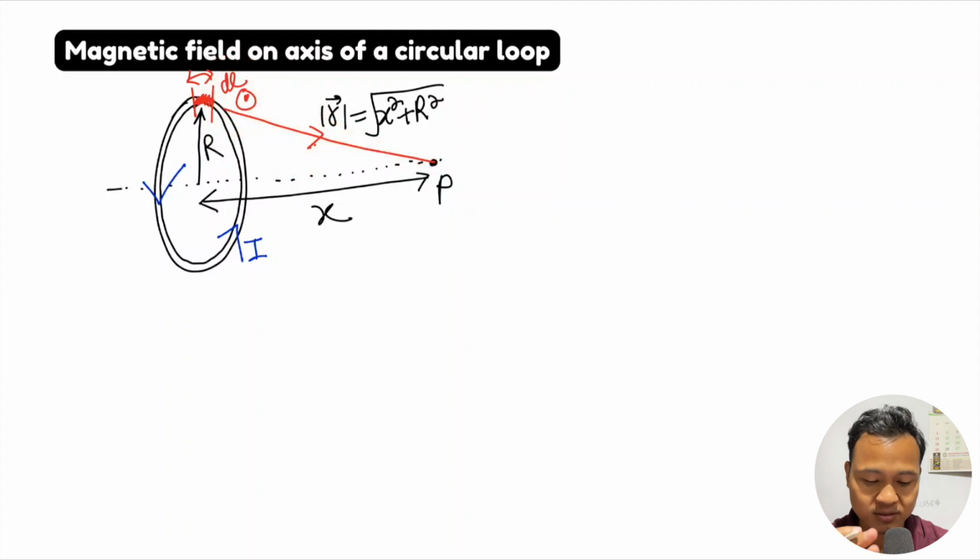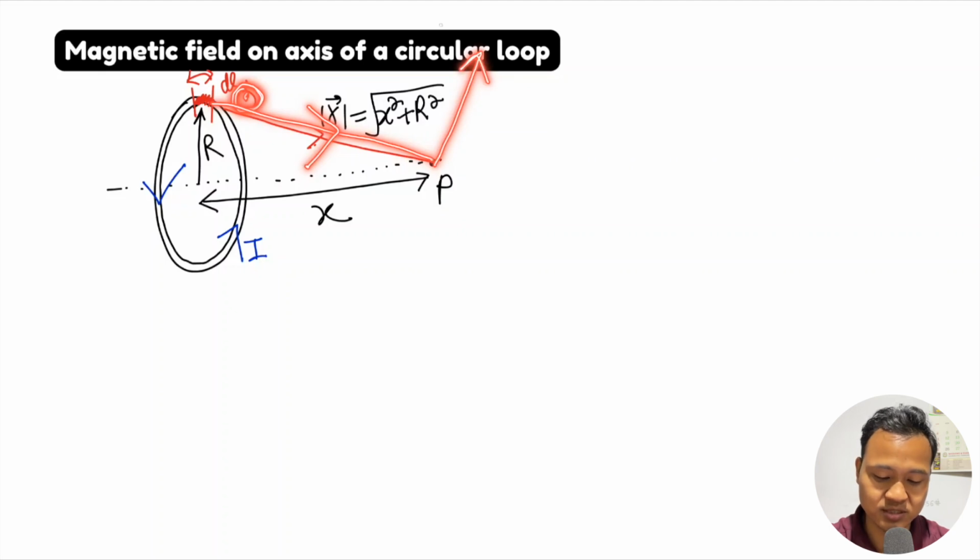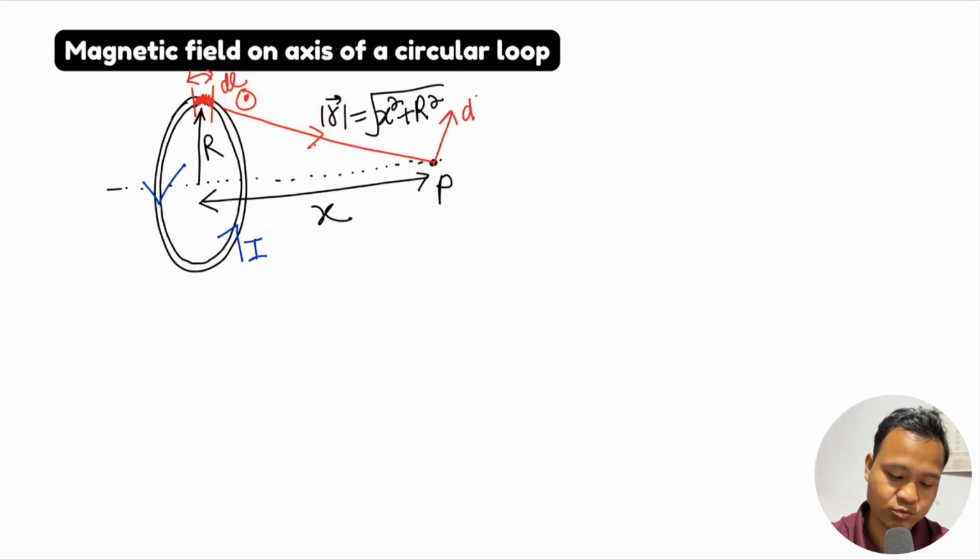Try it yourself. You take your right hand, so first dL, your right hand will be pointing outwards. You face your palm towards r and then you curl. Your thumb will be pointing along this side. So this will be your magnetic field, at some angle theta.